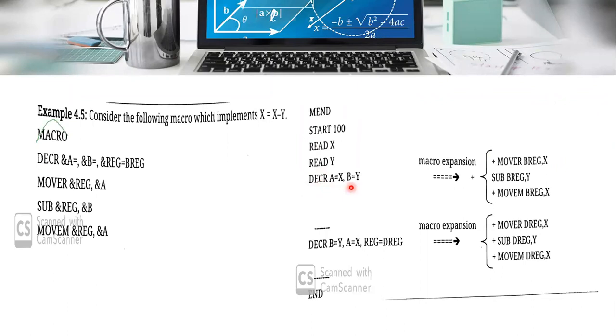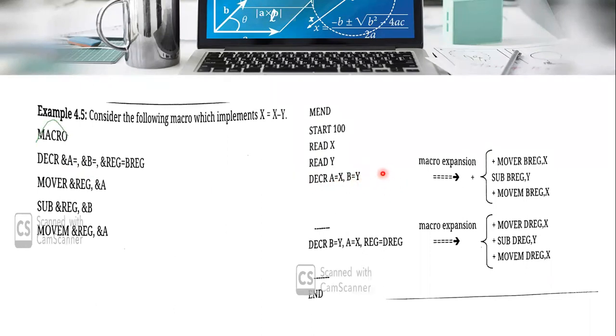Here is the first call of the macro. DECR A equal to x, B equal to y. We can pass only two parameters, that is A and B. That is, only keyword parameters will be passed here. No default parameter can be given.